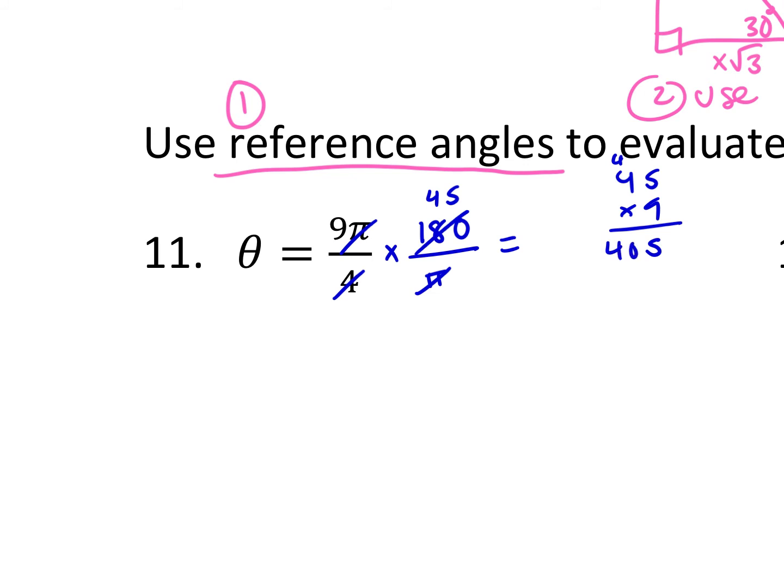405. So this would be 405 degrees. That is more than one trip around the unit circle. So how could I figure out where this is? Subtract 360 to find a coterminal angle, so the same ending. So it's pretty much the same thing. So we get 45.